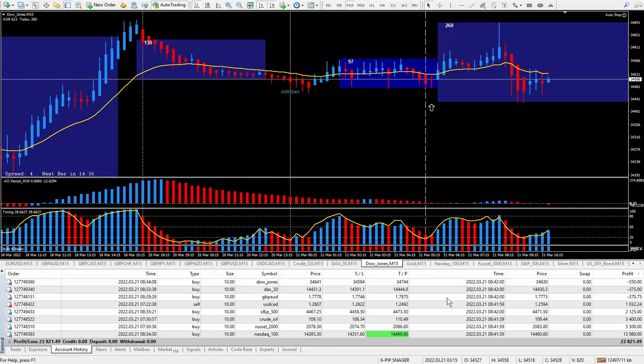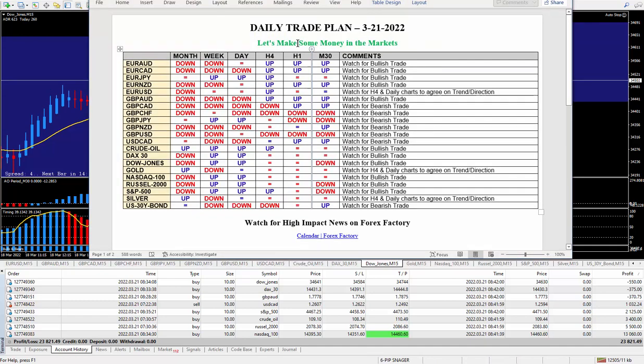Okay, so now right at this vertical line, that's the time I came in front of the computer this morning. I was drilling down the levels, making my daily trade plan. We can take a look at that. Daily trade plan for March the 21st, 22.